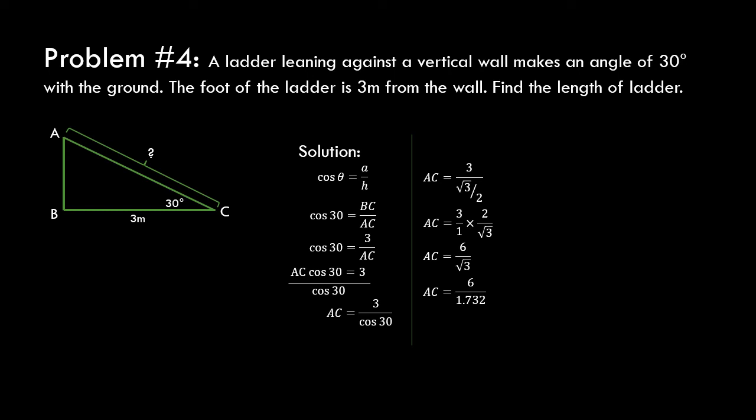So this time I got the approximation value of square root of 3, which is 1.732. Divide 6 by that, we're going to get 3.46. So we round that up to the nearest tenths, we got 3.5. So the length of the ladder is 3.5 meters.